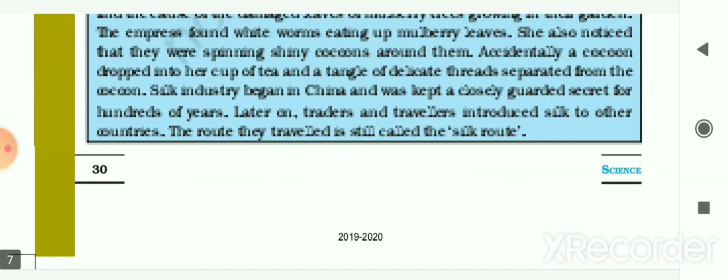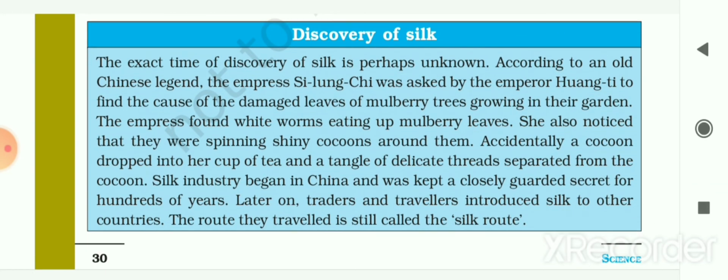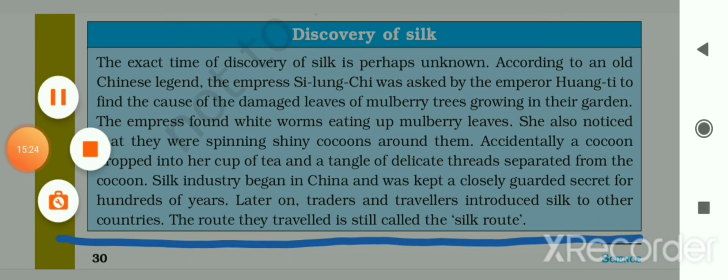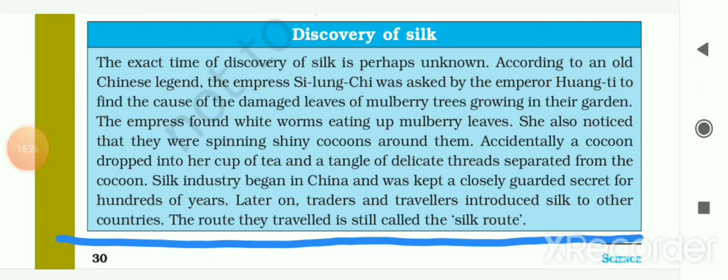Here another fact is also given, about how the discovery of silk happened. So the exact time of discovery of silk is perhaps unknown. According to an old Chinese legend, the empress, that means the wife of a king, her name Si Ling Chi, was asked by the emperor Huang Ti to find out the cause of the damaged leaves of mulberry trees growing in their garden.